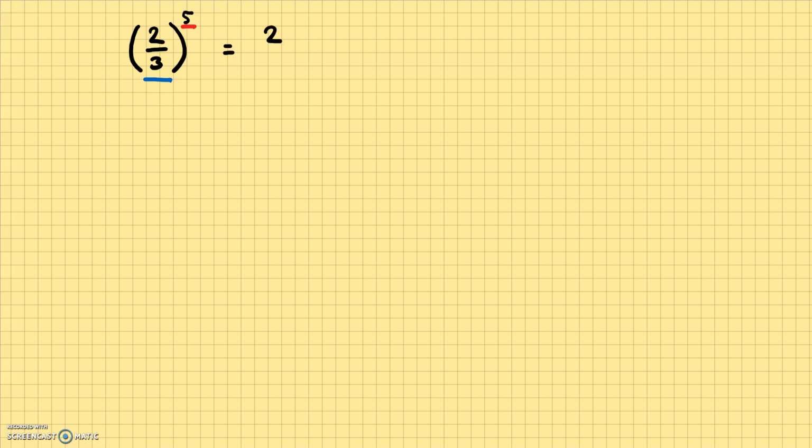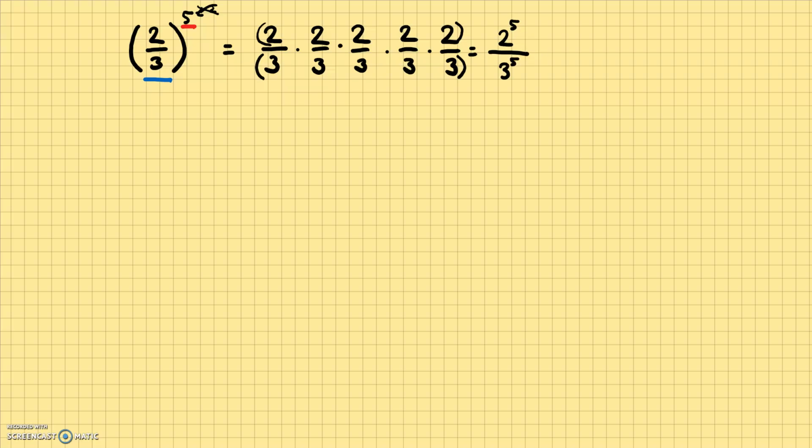Well, this is the same thing as 2/3 times 2/3 times 2/3 times 2/3 times 2/3. I remember the case when we had a square here before, in a previous lesson. You're using the same method. Okay, in this case it's a 5. So now you're multiplying 2 5 times in the numerator. So that becomes 2 to the 5th power. And you're multiplying 3 5 times in the denominator. 3 to the 5th power.